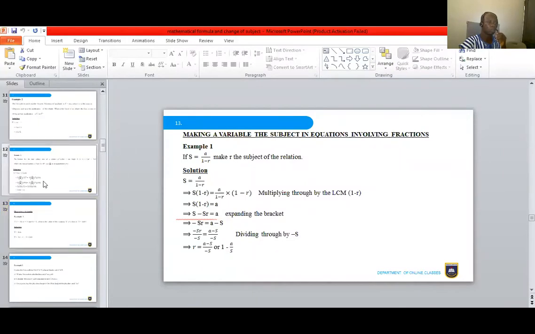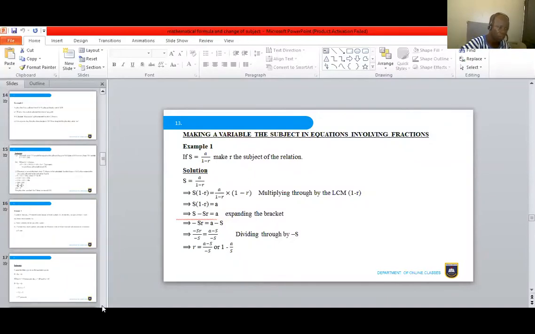Let me just take you through the steps again. The steps involved in making a variable the subject. Who can tell us those steps? Tove, patience, give us those steps. Please, I was not in class last week. You were not in class. Oh, okay. Give us the steps involved in making a variable the subject.